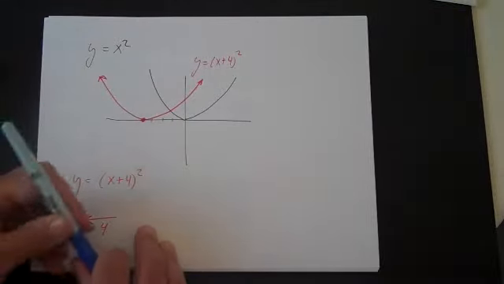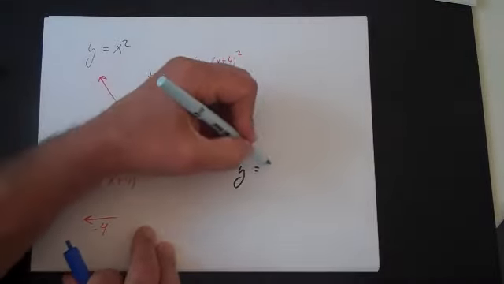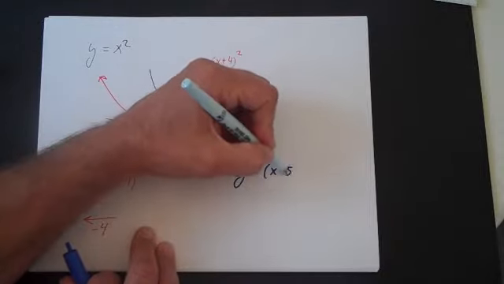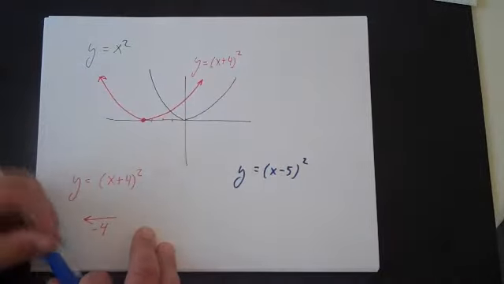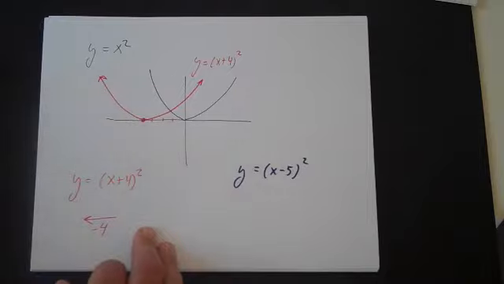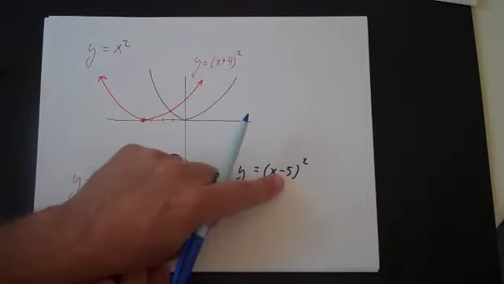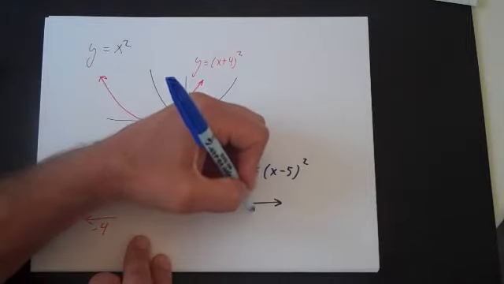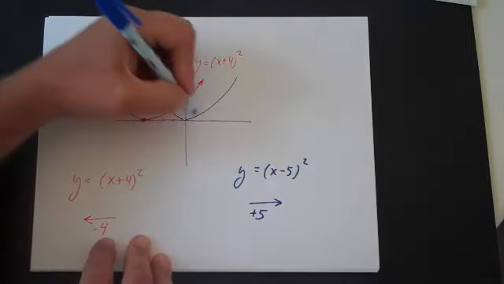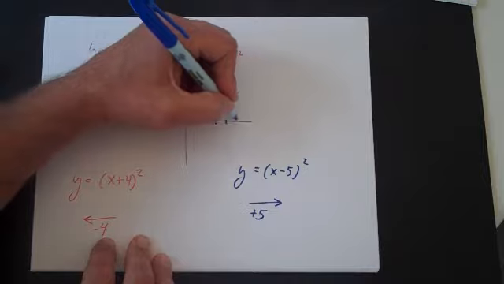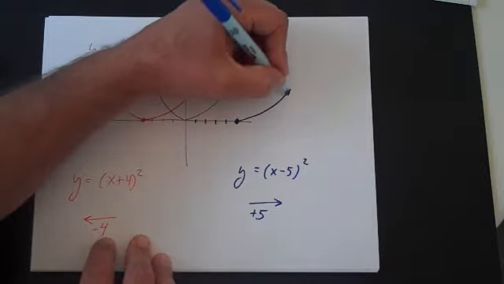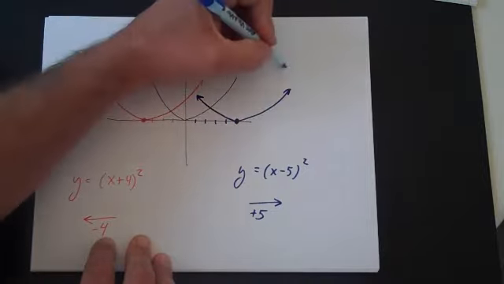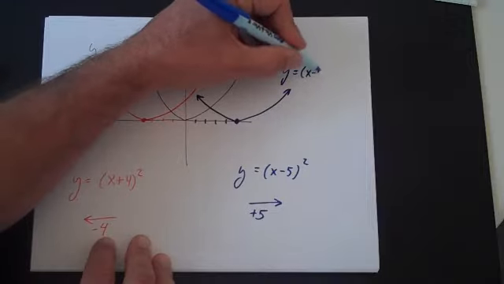If, on the other hand, we had y is equal to (x - 5) squared, that's going to move it 5 units, but it changes signs. Since it changes signs, that's going to move it left and right in a positive 5 direction. So that's going to look something like that. And that's going to be y is equal to (x - 5) squared.